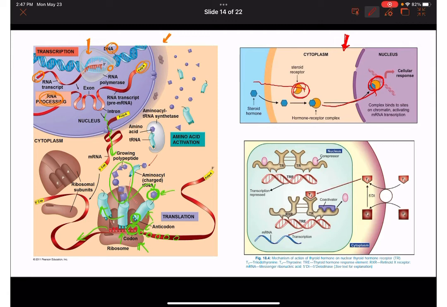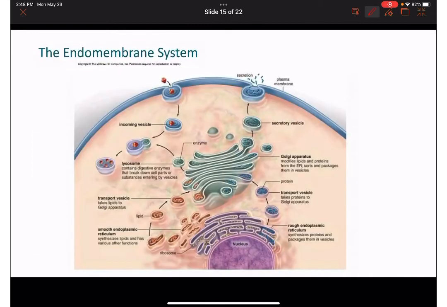And thyroid hormone actually does the same thing. This is thyroxin T4. It diffuses inside the cell. It gets converted to the active form, T3. What does T3 do? It binds to a receptor that's located on the DNA, and that stimulates gene expression. It stimulates transcription of a gene.